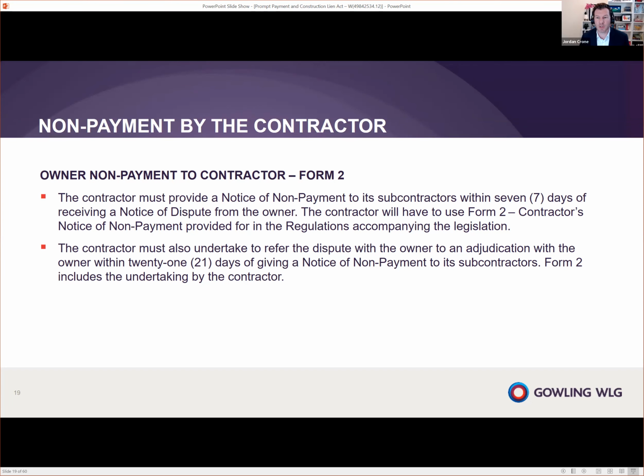Now, the interesting thing about Form 2 is this particular requirement, which requires that the contractor must undertake to refer the dispute with the owner to an adjudication within 21 days of giving a notice of non-payment to its subcontractor. So what that means is, if you issue a Form 2, you're a contractor because you have a dispute, you've received a Form 1, you must undertake to send the dispute to an adjudication. It triggers the adjudication process. And what that means is the subcontractor is getting sort of that comfort, so they can sleep at night knowing that the dispute up above is going to be worked in the adjudication process and will follow the adjudication timelines. So it's this sort of positive or mandatory step that you must take in the instance of a Form 2, because you as the contractor are undertaking to do that.